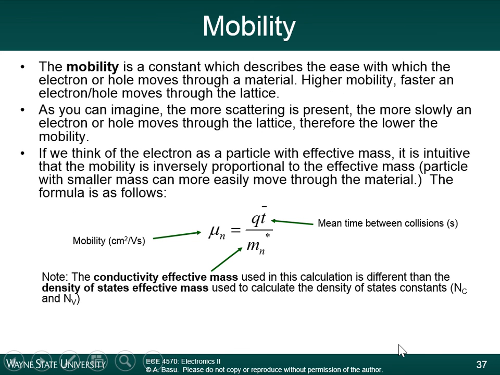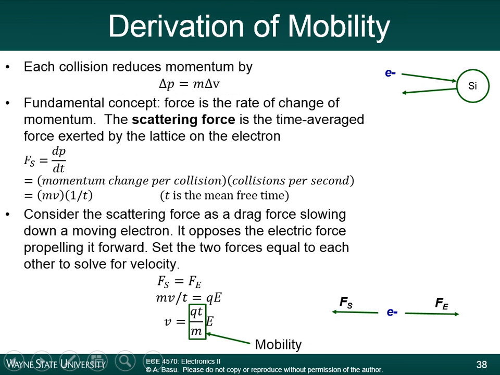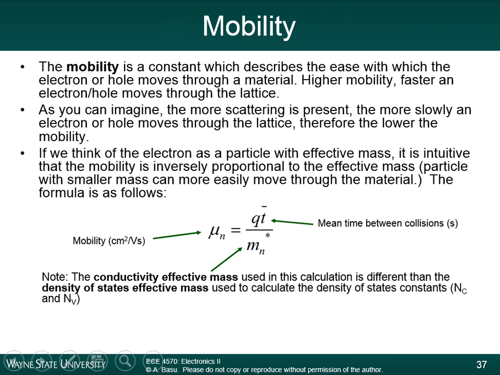Mobility describes the ease with which the electron or hole moves through the material. The higher the mobility, the faster an electron or hole moves through the lattice. As you can imagine, the more scattering is present, the more slowly an electron moves through the material, and therefore the lower the mobility. And this is an equation for the mobility here. Actually, in the next slide, I have a derivation of it, which you're not going to be expected to remember, but I think it's good to go through that. But this is the equation itself. I want you to think about the intuition behind this equation.